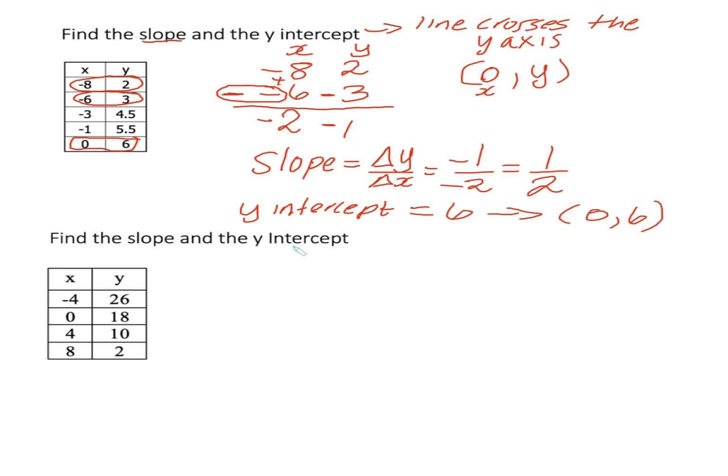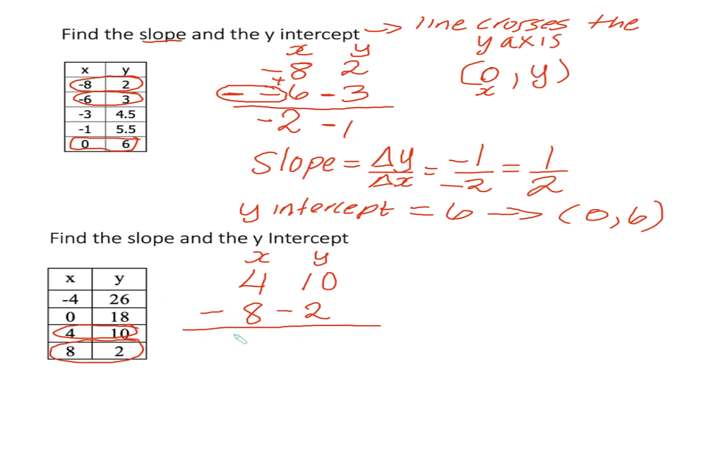We want to find the slope and the y-intercept. So again, pick two rows. You can pick any two rows you want to. So I'm going to pick this one and this one. I'm going to line them up under each other. So I have 4, 10 and 8, 2. Remember, this is x and this is y. Once you've lined them up, subtract.